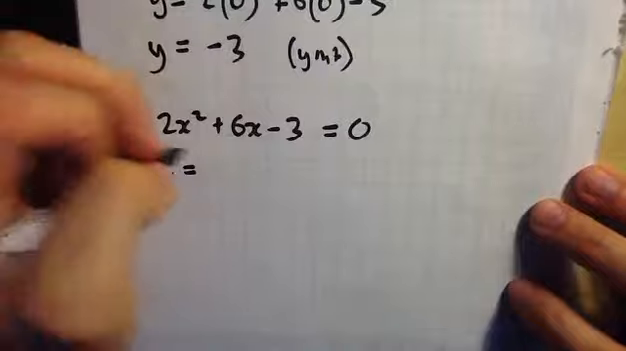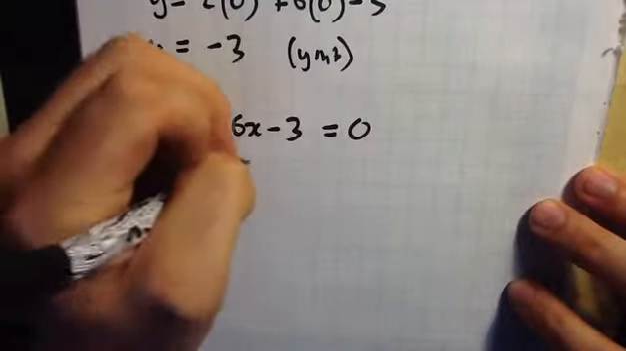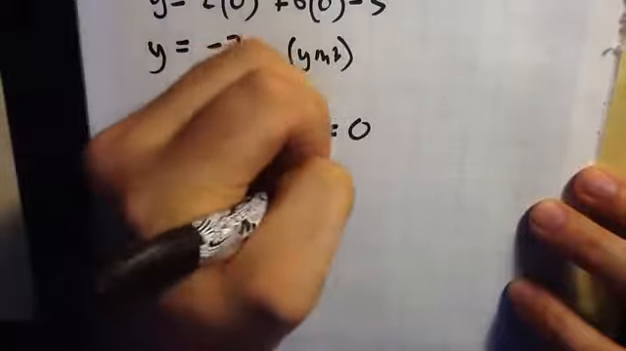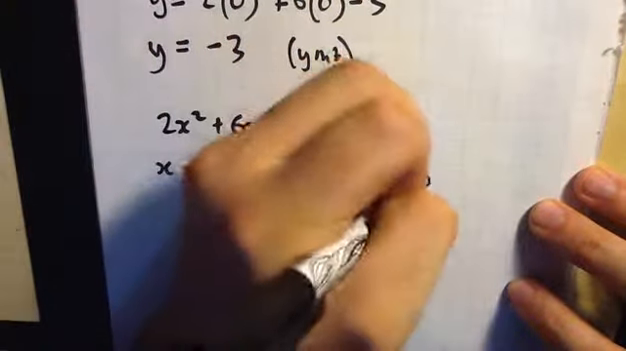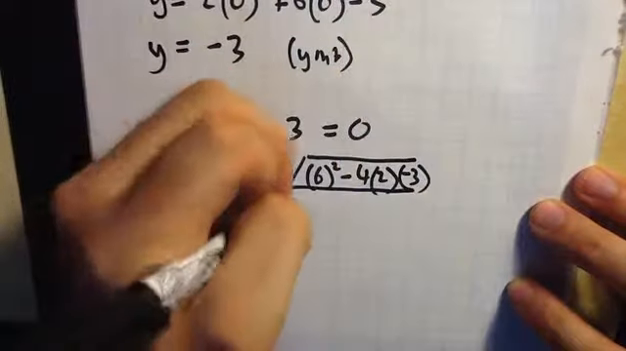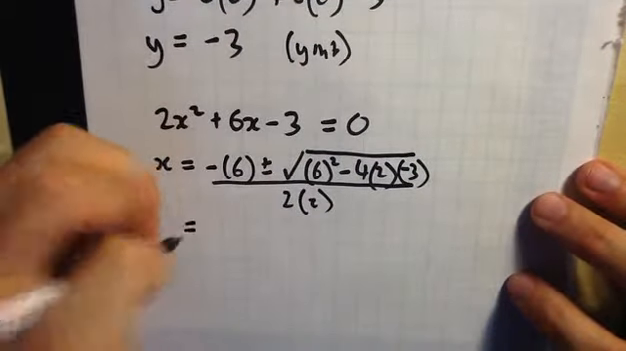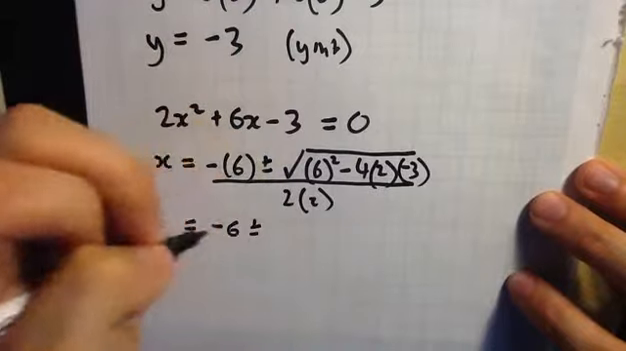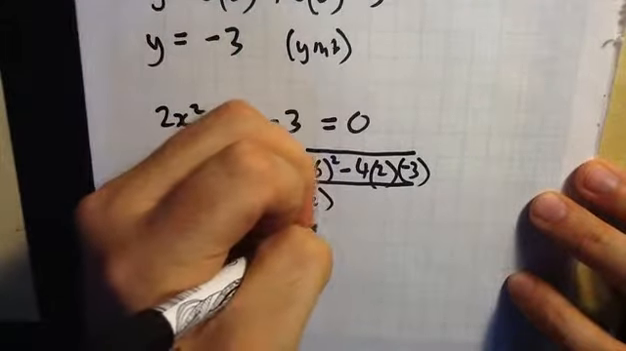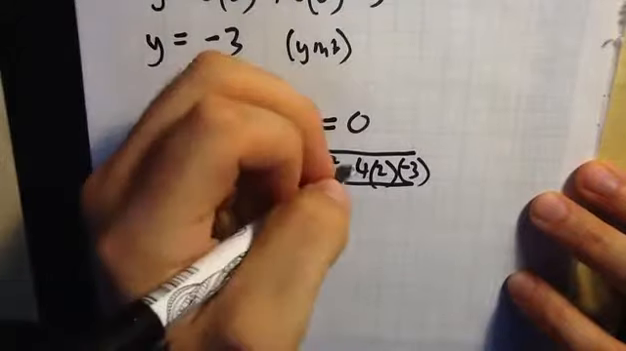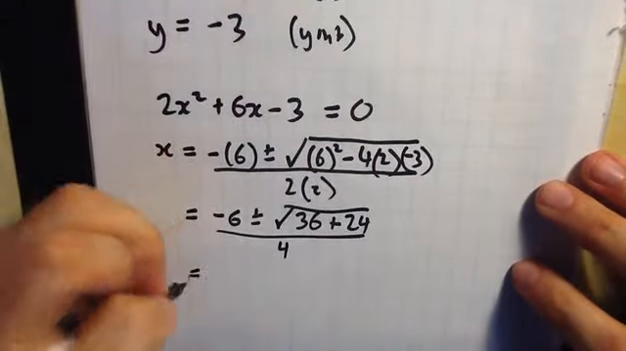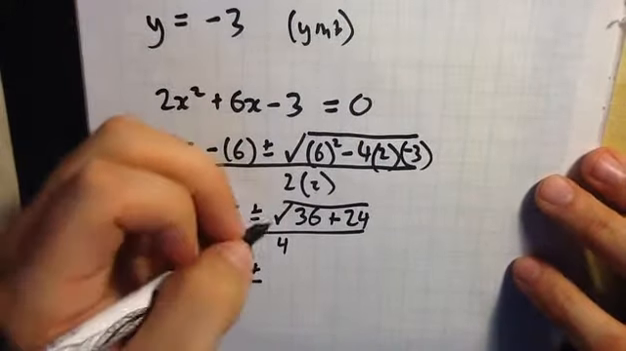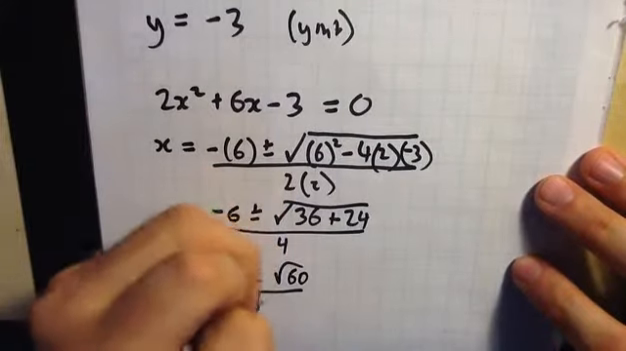So to get its solution, the quadratic formula says negative b, which is negative 6, plus or minus root b squared, minus 4 times a times c, and that's all over 2a, isn't it? 2 times 2. So therefore that would be negative 6 plus or minus root 36 plus 24 over 4. That equals negative 6 plus or minus root 60 on 4.